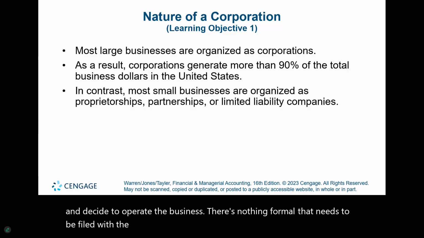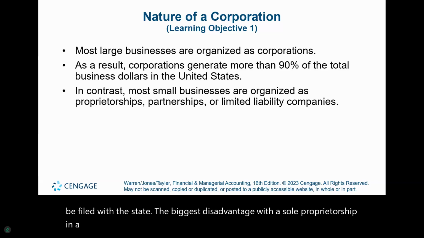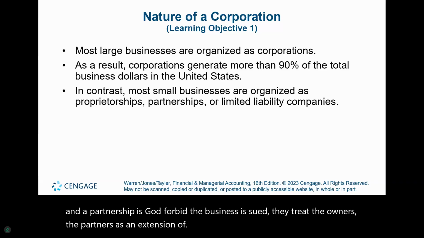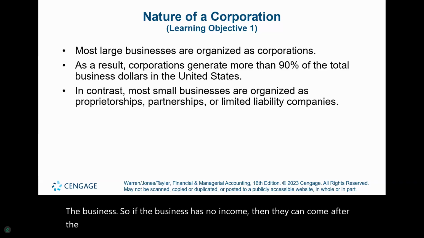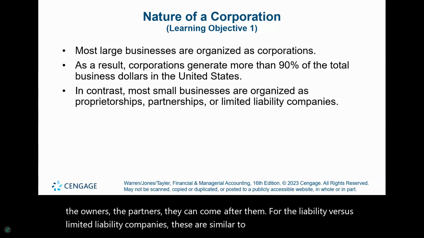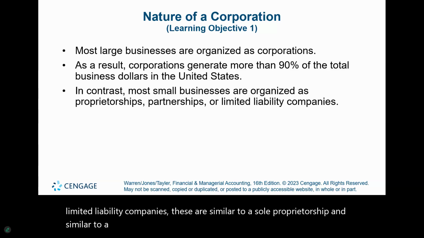The biggest disadvantage with a sole proprietorship and a partnership is, God forbid, if the business is sued. They treat the owners, the partners, as an extension of the business. So if the business has no income, then they can come after the owners, the partners, for the liability. Versus limited liability companies, which are similar to a sole proprietorship and a partnership, but the key thing is that there is limited liability, so they're not necessarily going to come after the owners.